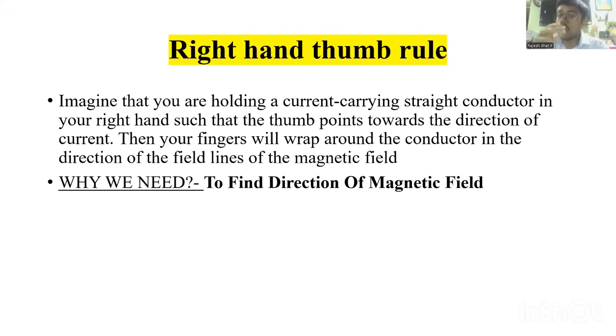It is very simple. Hold your right hand such that the thumb indicates the direction of current and the fingers wrapped will indicate the direction of the magnetic field.